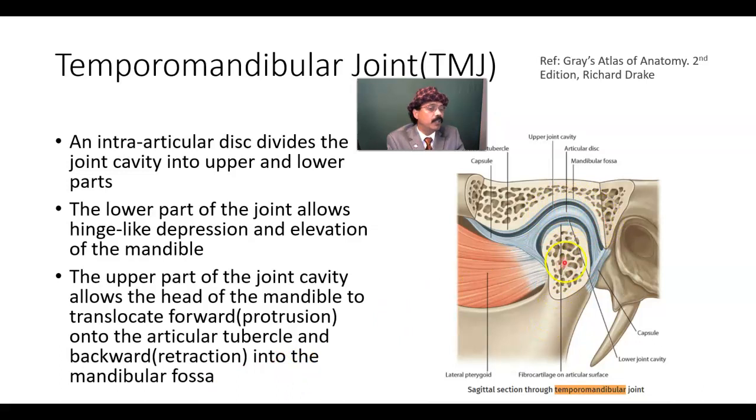So this is the mandibular bone. This is the temporal bone. This is the temporomandibular joint. This is the intra-articular disc. This is fibrous tissue.